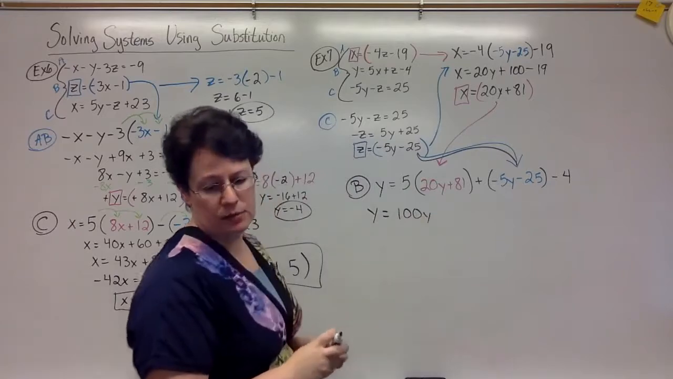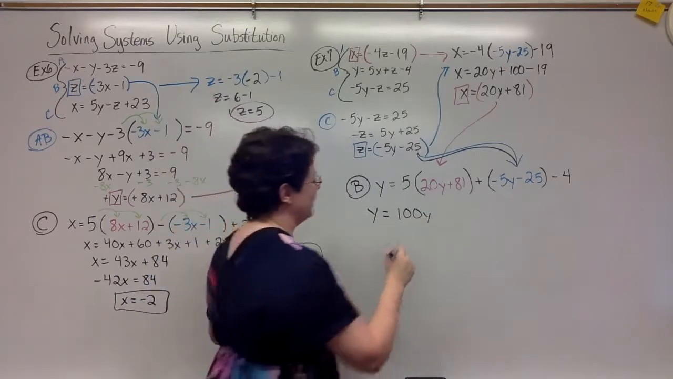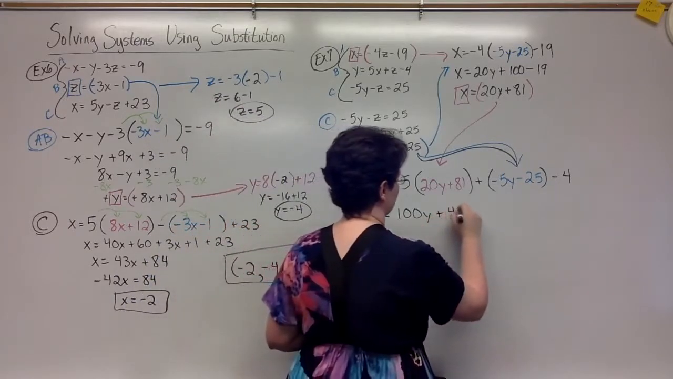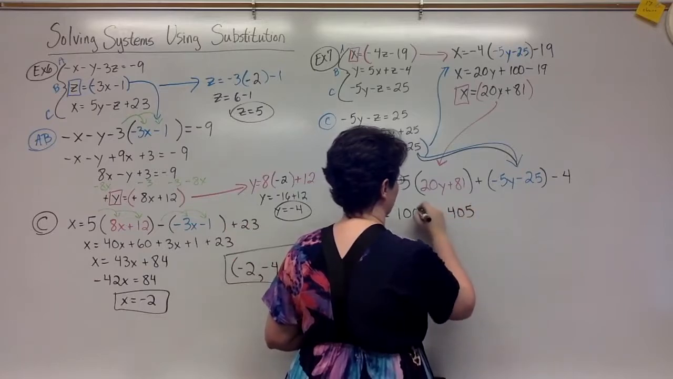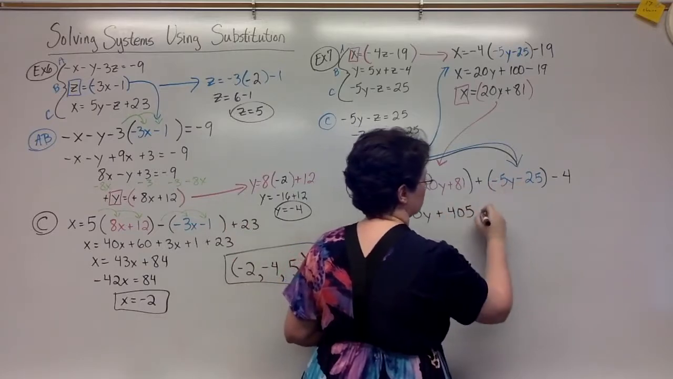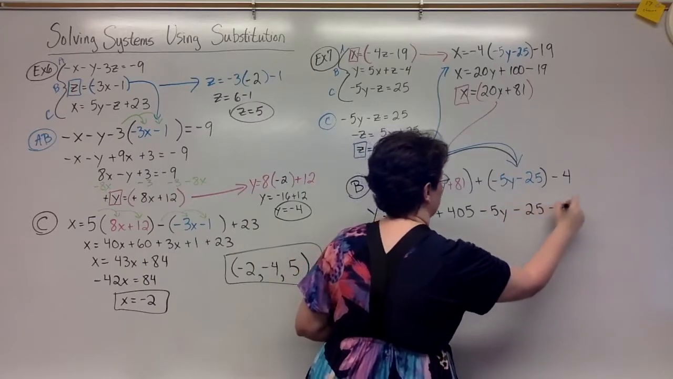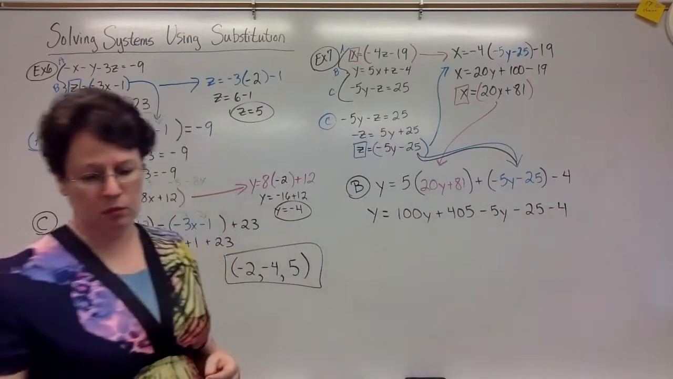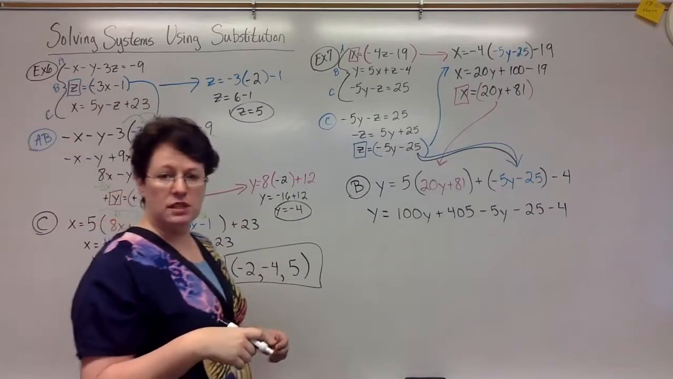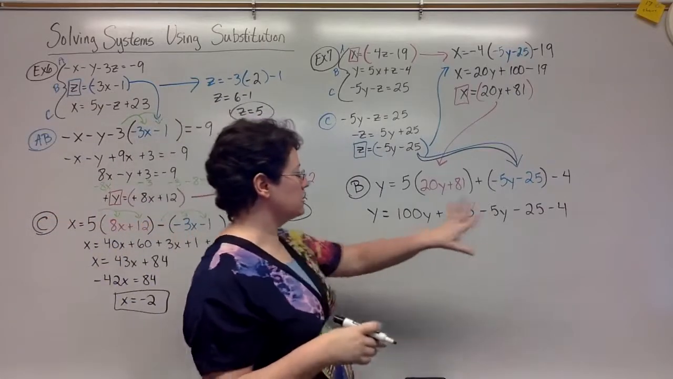Okay, 5 times 81. It's 405. It's okay if you get your calculator out. Then we have minus 5y minus 25 minus 4. Easy? Well, yeah. Okay, so now let's combine like terms.